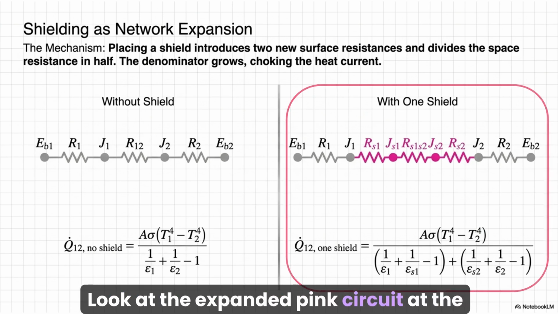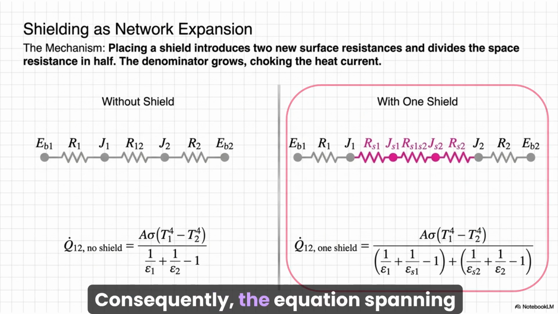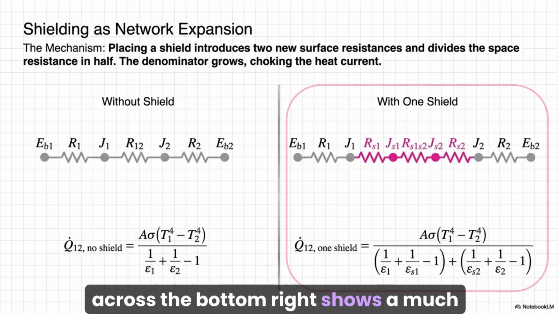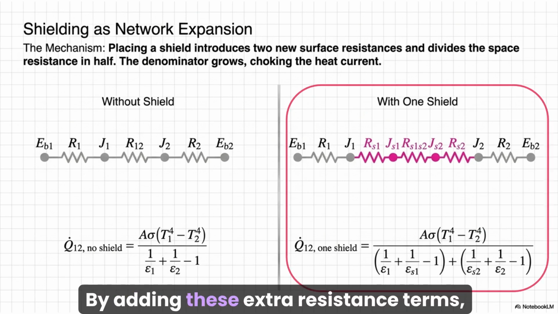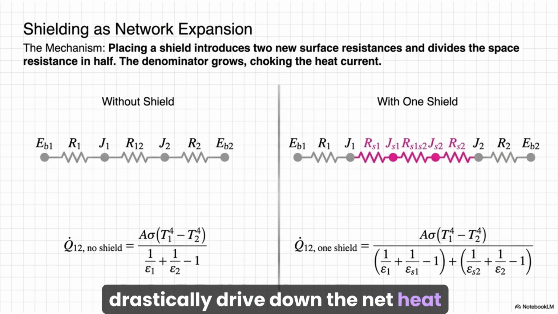Look at the expanded pink circuit at the top right. We've packed multiple new resistors into the line. Consequently, the equation spanning across the bottom right shows a much larger denominator. By adding these extra resistance terms, we choke the thermal current and drastically drive down the net heat transfer.